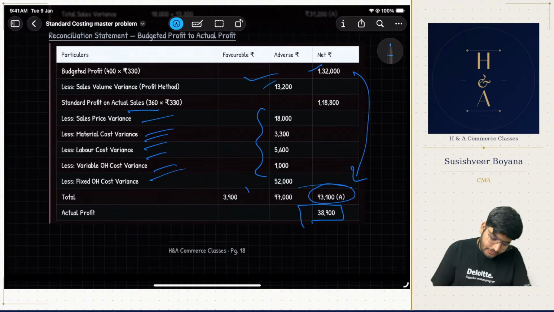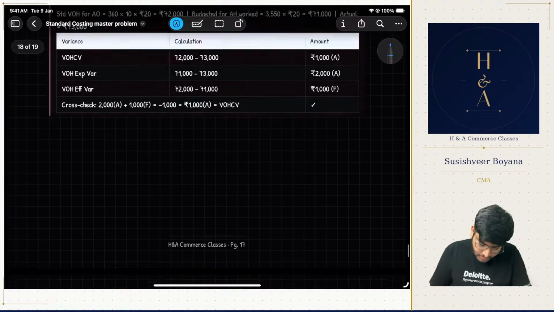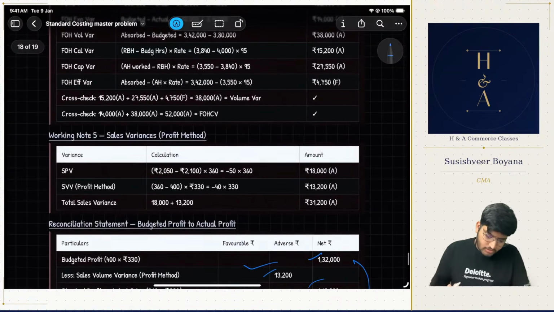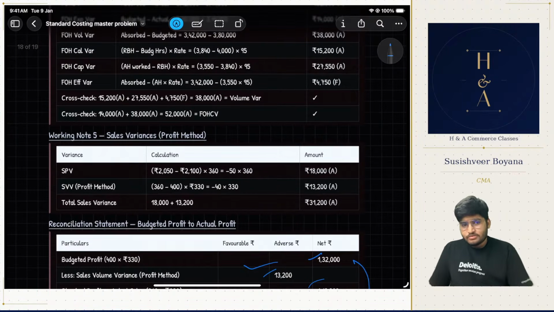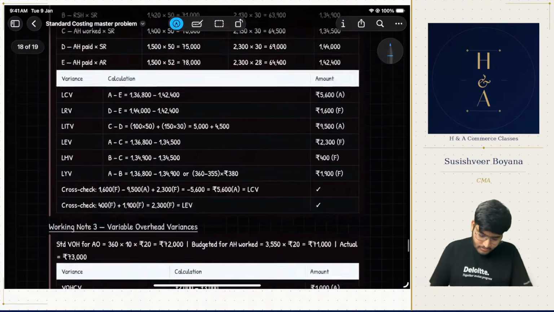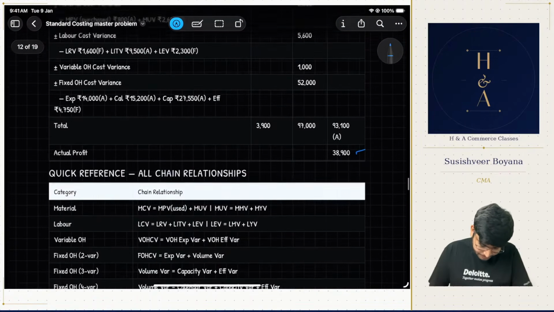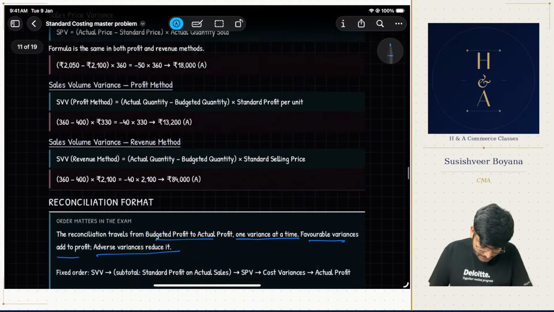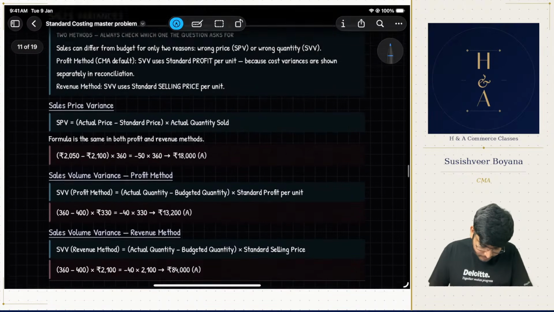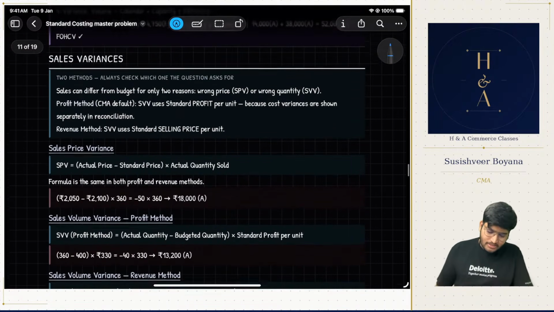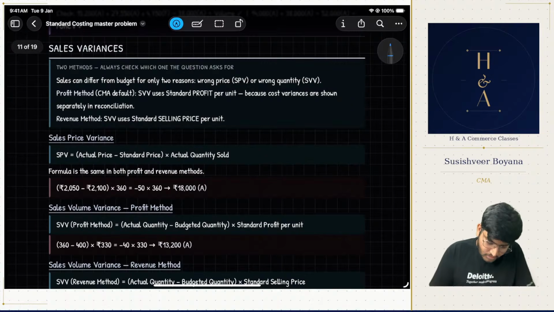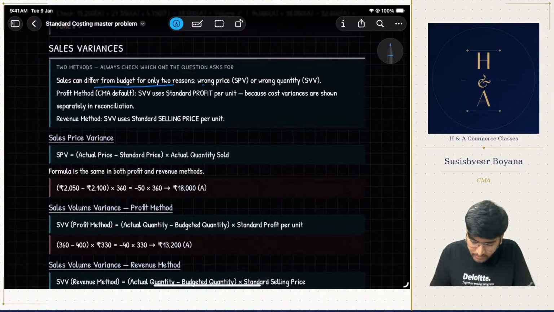Now let us verify if these figures are correct and how we do them. Okay, shall we go bottom up? Why not? Sales variance based on profit method. Okay, you guys need a little more assistance with this, I understand. Right. So sales variance, there are two methods, right? First and foremost, when can sales go wrong? When there is a price difference or a quantity difference.